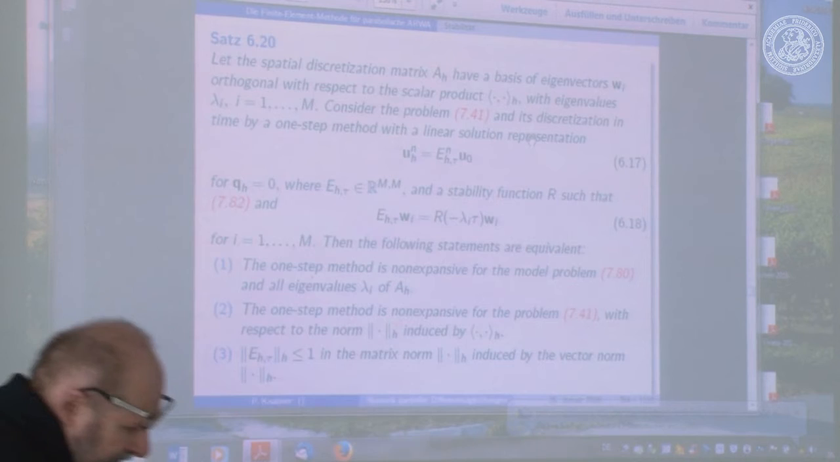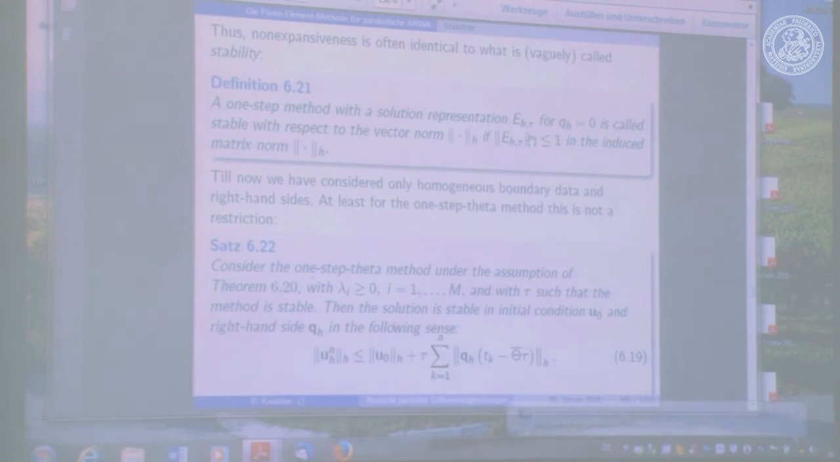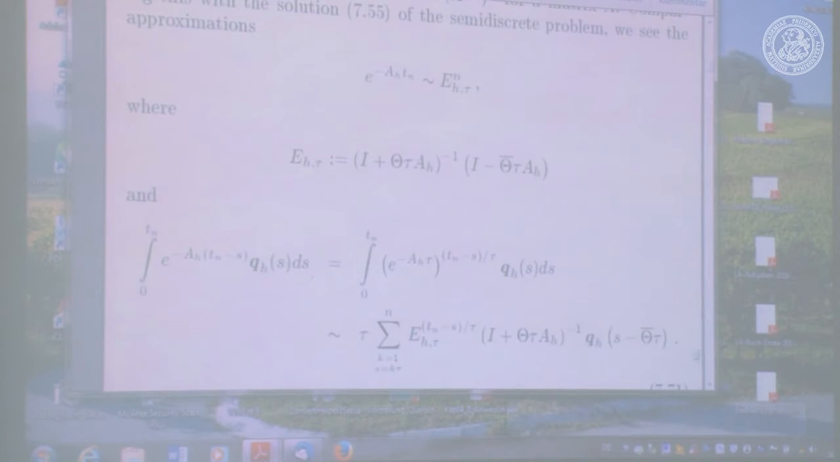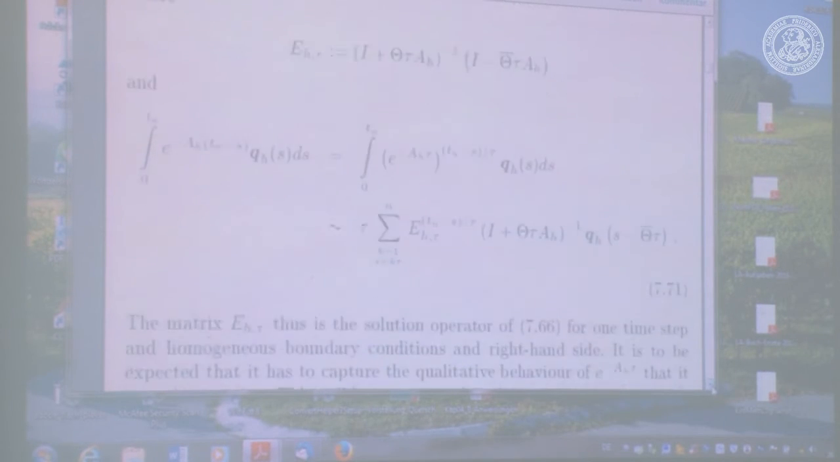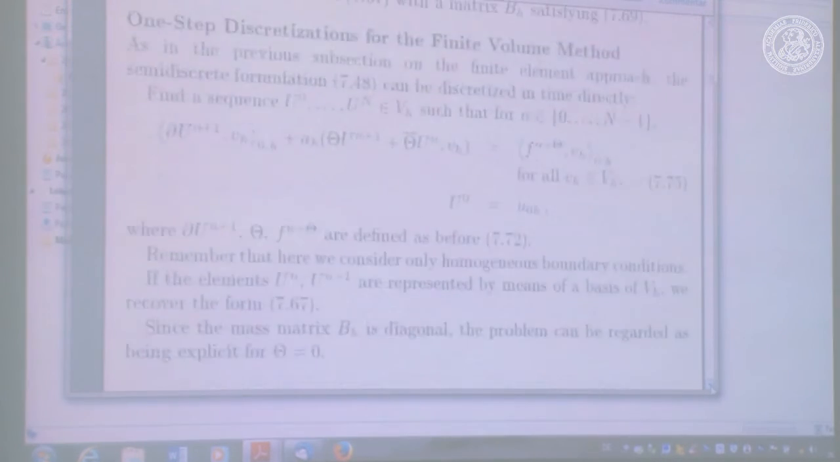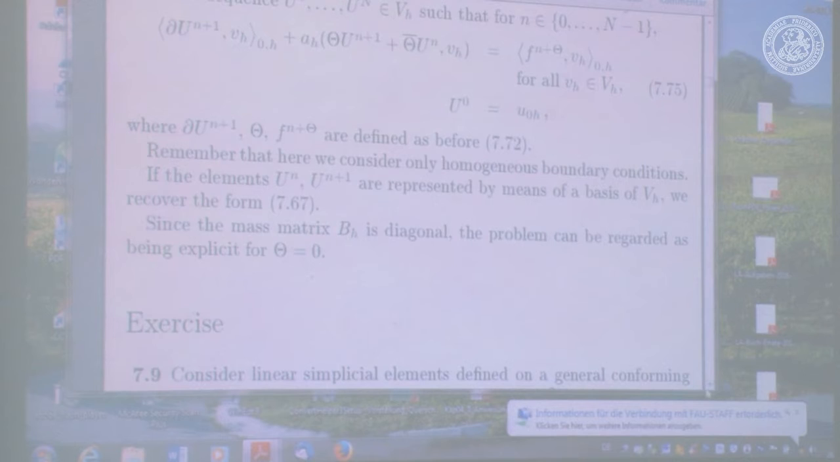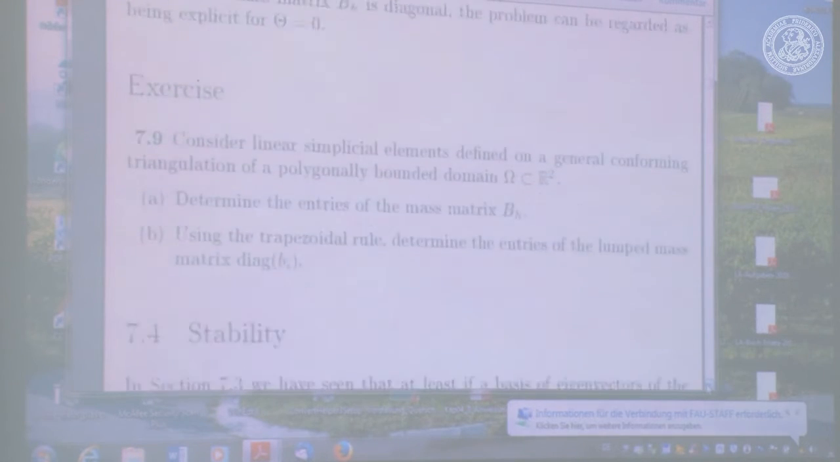Okay. Let's have a look at the proof. The proof is quite simple. It only takes advantage again of this orthogonal basis of eigenvectors.